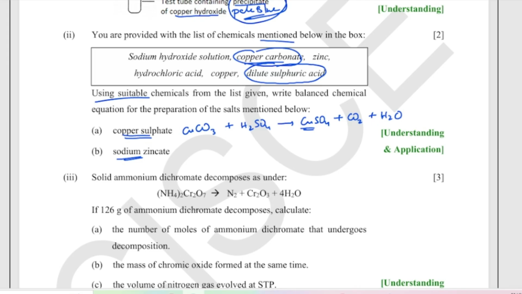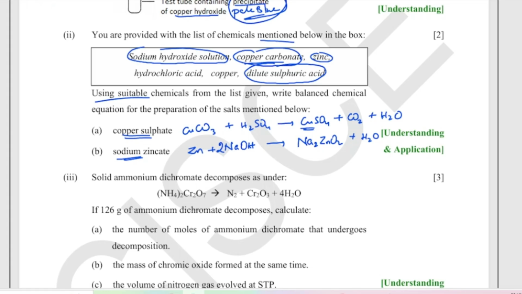Then preparation of sodium zincate. For this I need to take sodium hydroxide, then zinc. Now zinc is amphoteric. When it reacts with sodium hydroxide, it gives sodium zincate Na2ZnO2 plus H2O. For balancing the equation, 2NaOH.